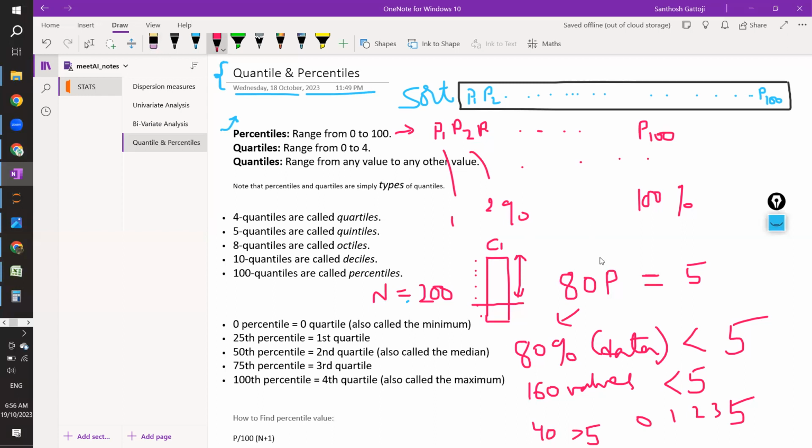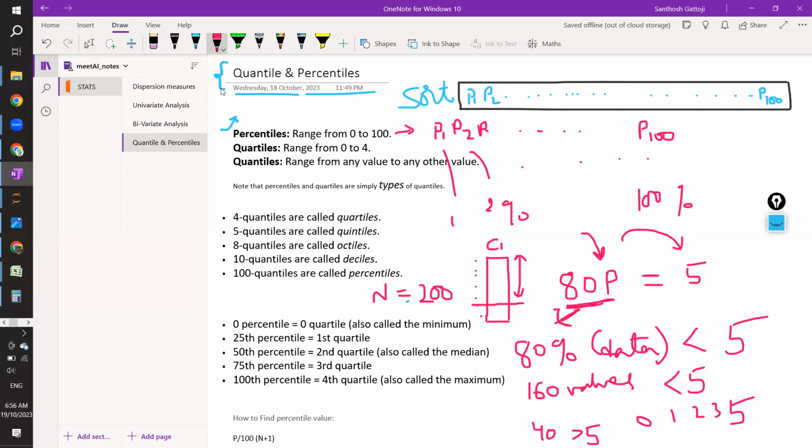So whenever you are having a percentile, the number you are saying is that much percentage of the data, and the value this percentile is giving means this percent of the data will be less than this value.